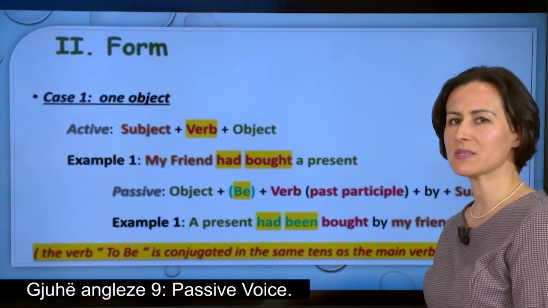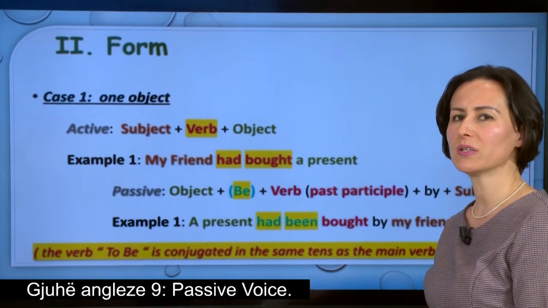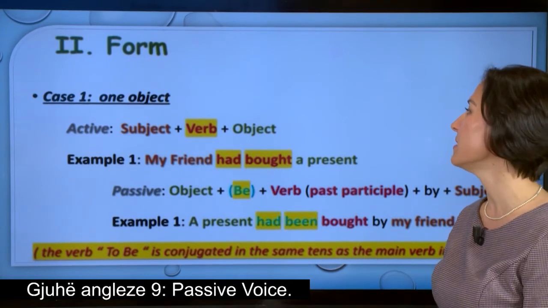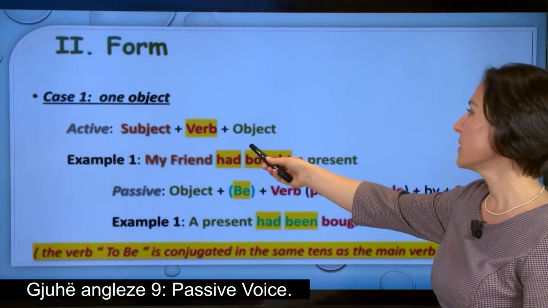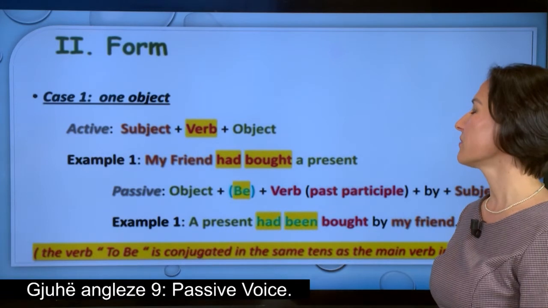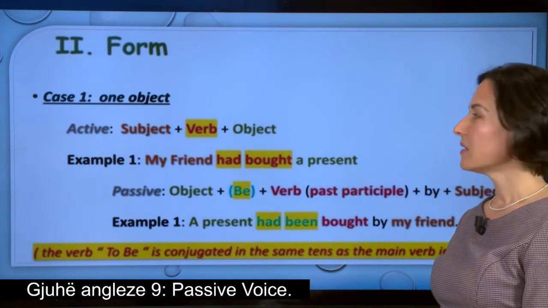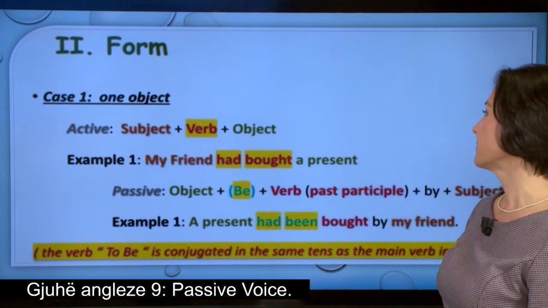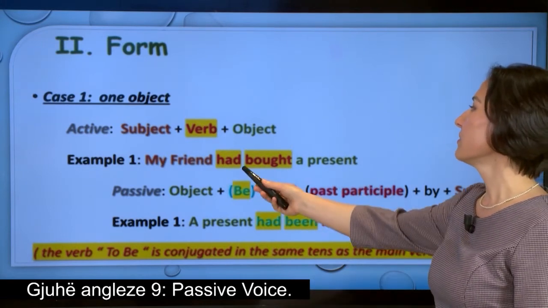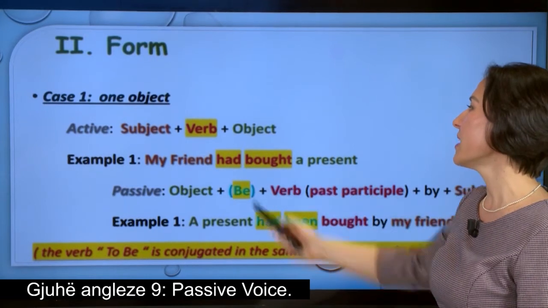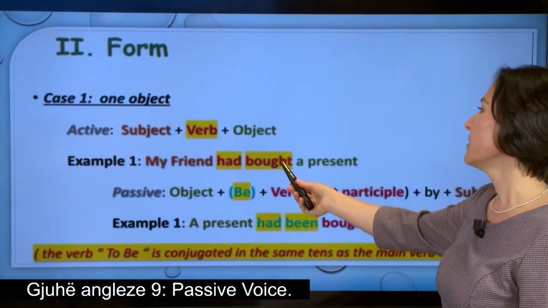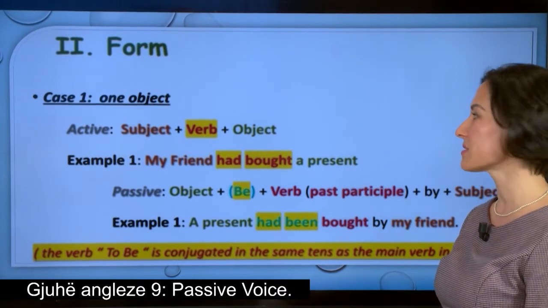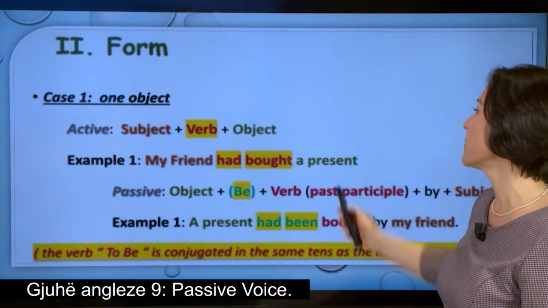In the first case, when we use only one object, we have this structure, as in here. Subject plus verb plus object. For example, my friend had bought a present. The subject in this example is my friend. The verb is had bought, which is in the past perfect tense, and the object is a present.